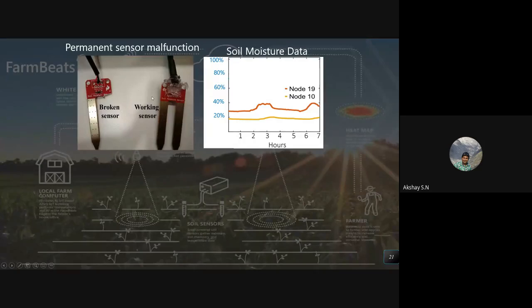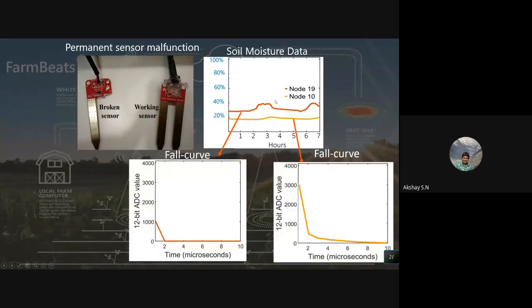As I told you in the beginning, by just looking at this sensor data, it is impossible to tell which one is a broken sensor, right? Now, if I look at the fault curve, the fault curve for the red sensor is this, and the fault curve for the yellow one is this, and you can clearly see the red sensor has a distinct fault curve, which indicates that the red sensor is the broken sensor, right? And you can do that only using fault curves today.